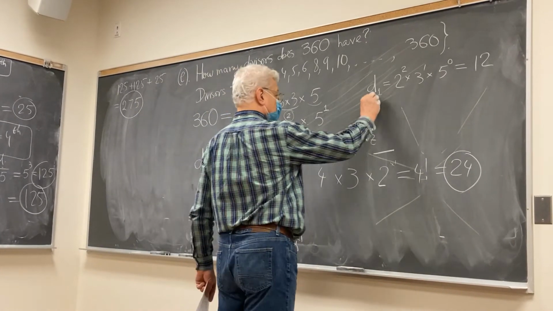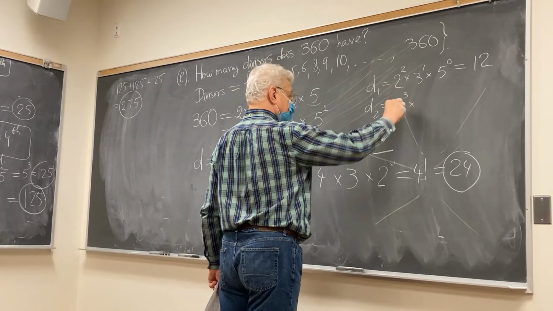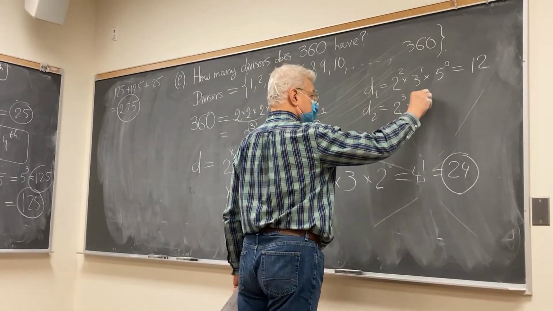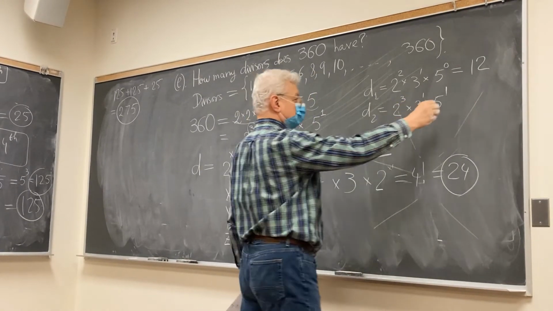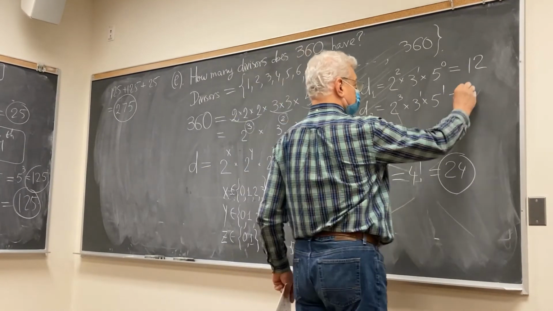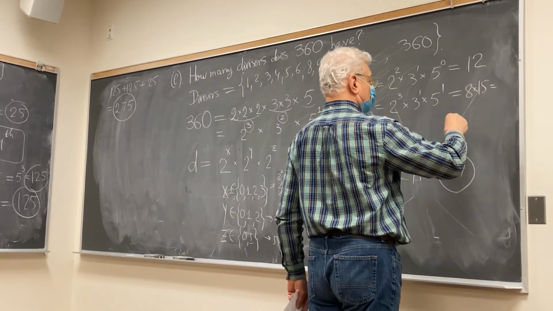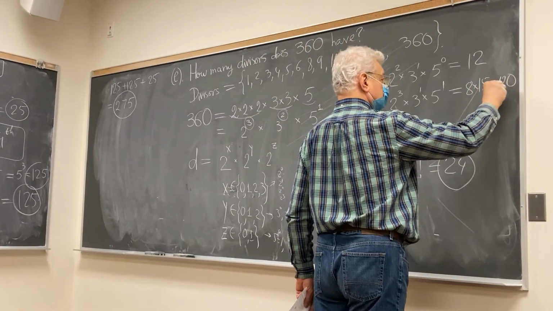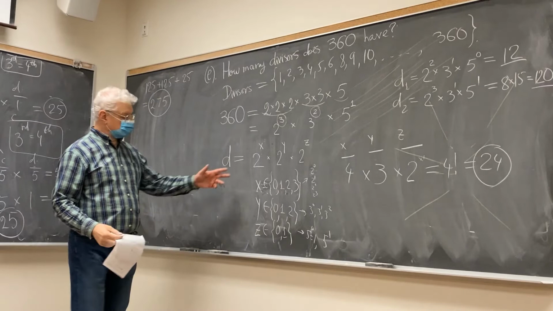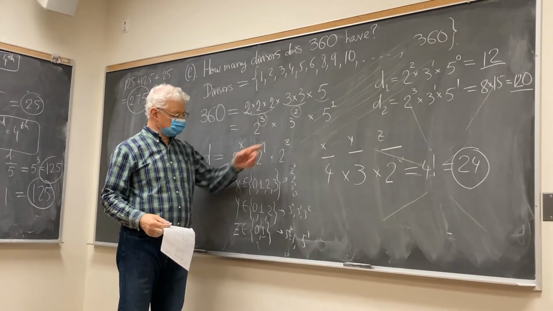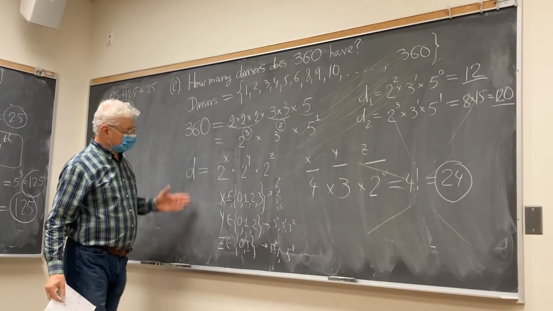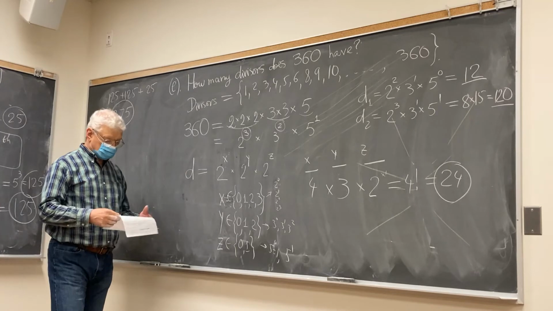Or, for example, if I take 2 to the power 3, suppose I take 3 from here, 3 to the first, and 5 to the first. So 3, 1, 1. What do I have? 8 times 15, that's 120. Oh, I see, this is big. So it's another one. And you see, if you write 2 to the x, 3 to the y, 5 to the z, and pick something in here, something in here, something in there, you find a divisor, and there are 24 of them.